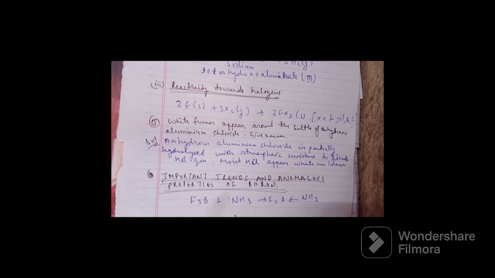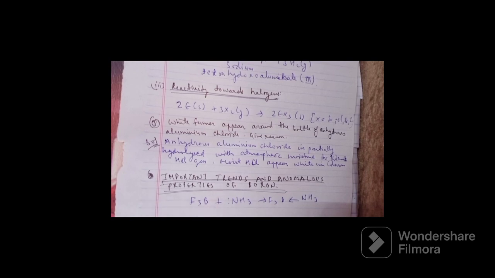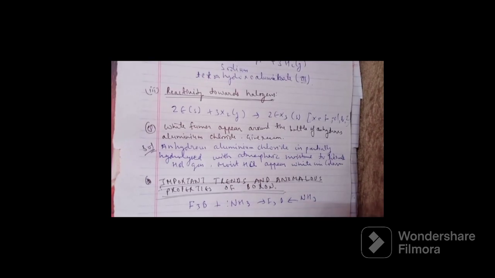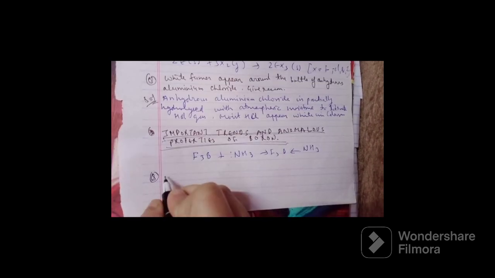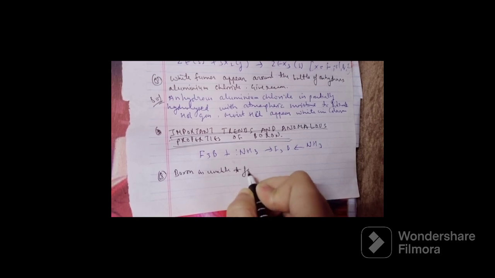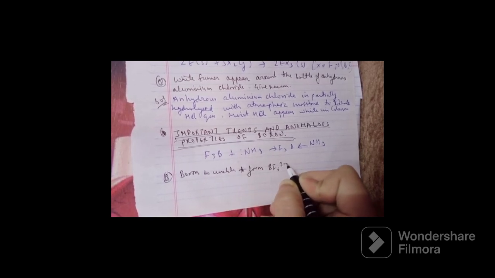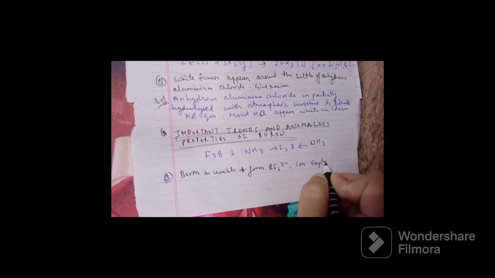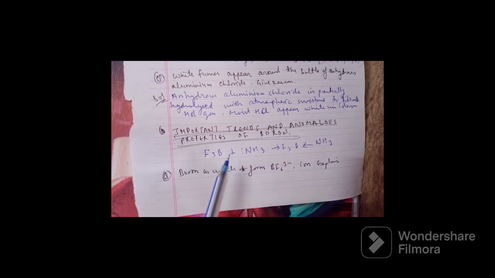We'll go for another question, which is the third question of this unit. The question is: boron is unable to form BF6 3− ion. Explain. So let's get started. Due to the non-availability of d orbitals, boron is unable to expand its octet. Therefore, the maximum covalence of boron cannot exceed 4.